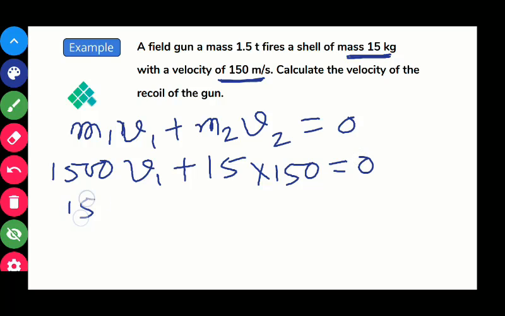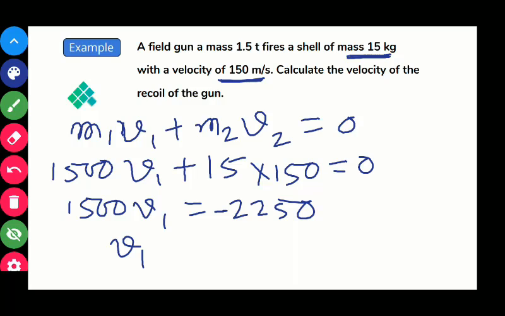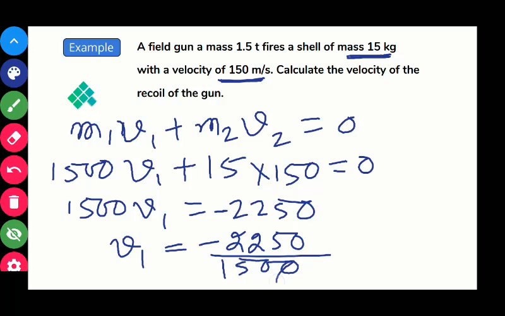Now 1500 v1 equals minus 2250. If you just calculate it, it will come like that. Now what will be the value of v1? v1 will be minus 2250 divided by 1500, right? Now if you just calculate it, it will come out as minus 1.5 meter per second. That's the required recoil velocity of the gun.